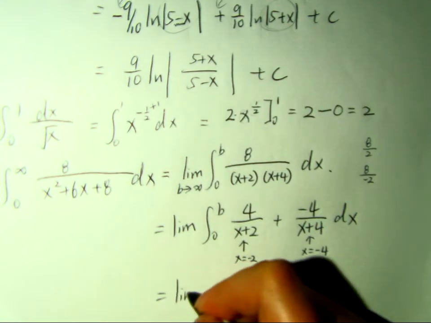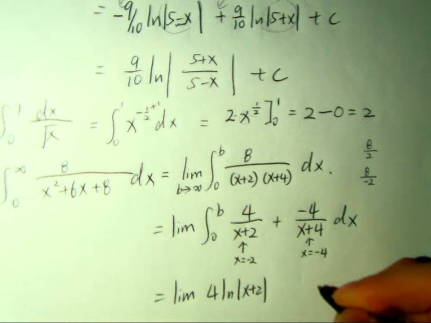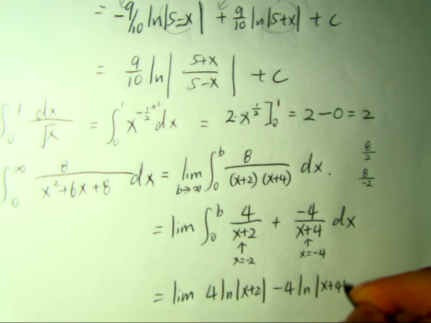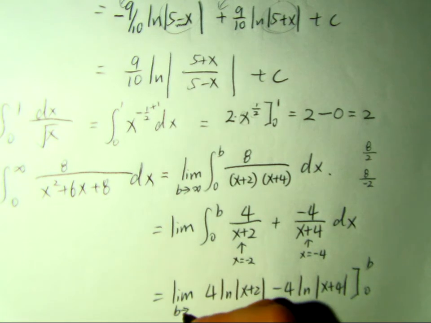So we will have 4 times the natural log of x plus 2, subtract 4 times the natural log of x plus 4. And the limit is from 0 to b, when b approaches infinity.